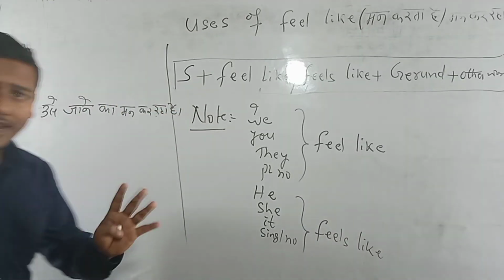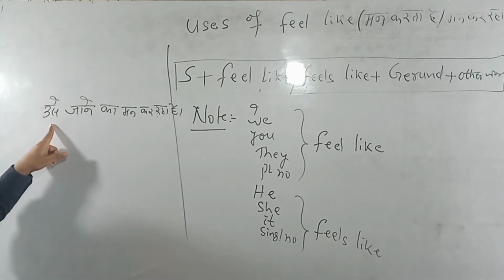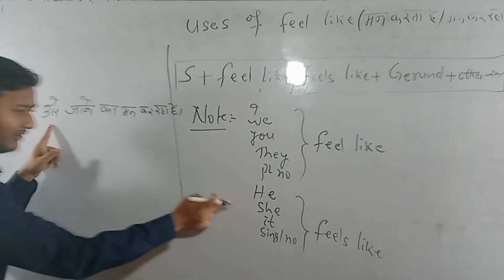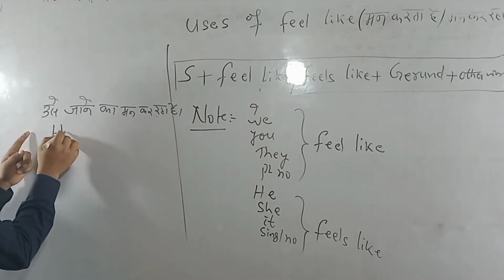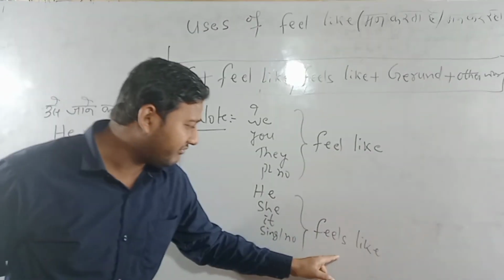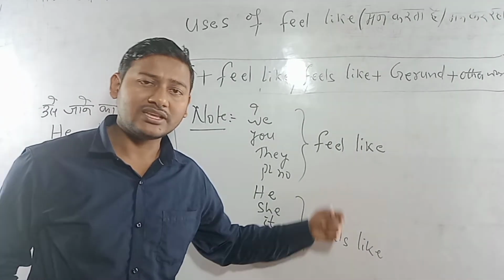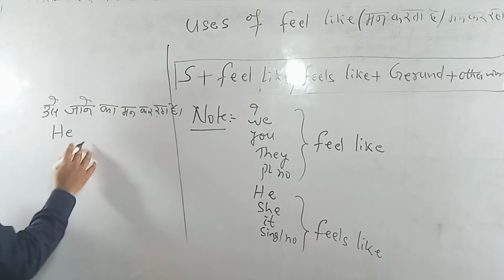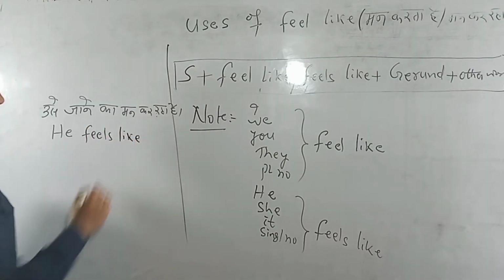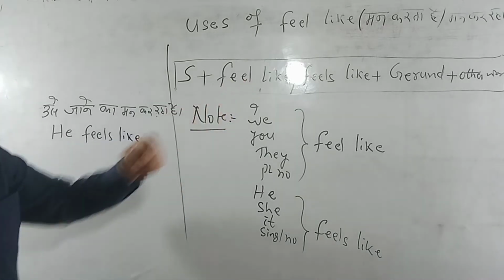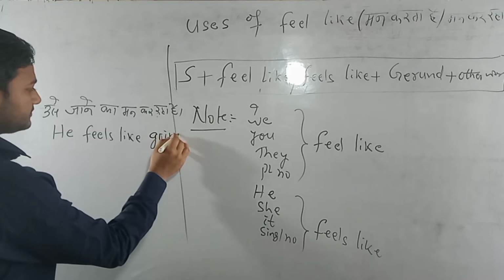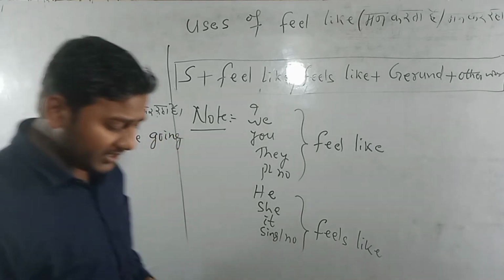So firstly guys, we have to watch here. Subject is use. Then we use for use he, and we also use for he, she, it, and any singular number. Feels like. So I use here feels like. He feels like. उसके बाद क्या डालना है? जिरंड है ना. जिरंड क्या है? जाने का मन कर रहा है. He feels like क्या हो जाएगा बच्चों? गोइंग है ना. इसी तरह मेनी एग्जाम्पल ले सकते हैं हम.